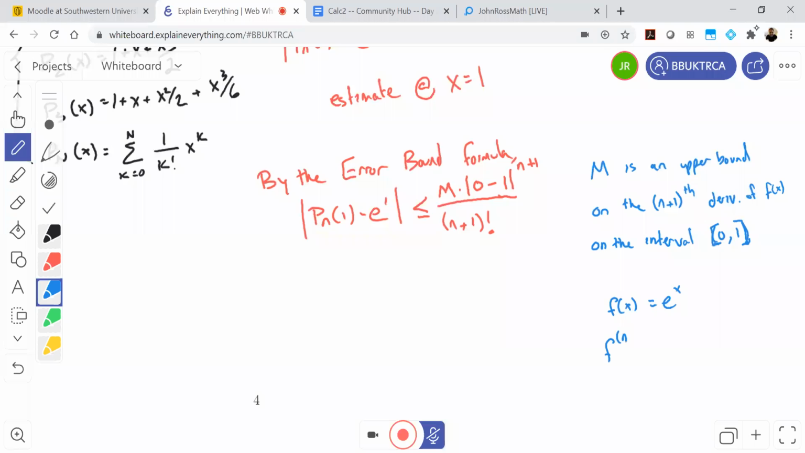Thankfully, the n plus 1th derivative of e to the x is just e to the x again. And so on 0 to 1, how big does e to the x get?